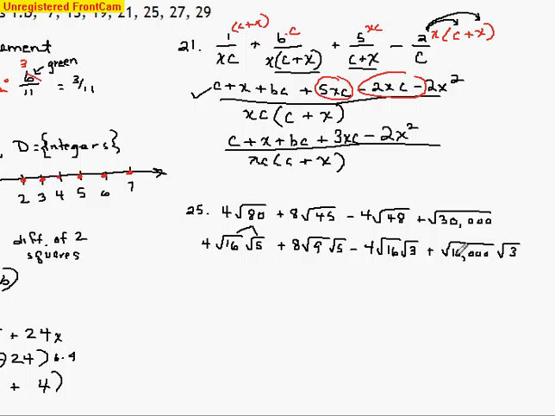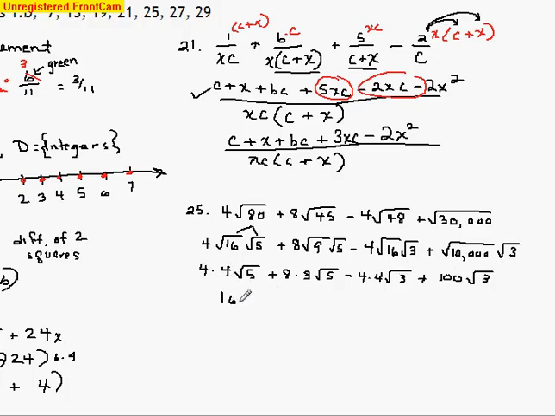4 zeros means it's a perfect square. Even number of zeros gives you a perfect square. So 4 times 4. Square root of 16 is 4. Square root of 5 we can't do anything about because it's just coming along for the ride. 8 times 3 square root of 5 minus 4 times 4 square root of 3 plus, remember this is half the number of zeros, so it's going to be 100 square root of 3.